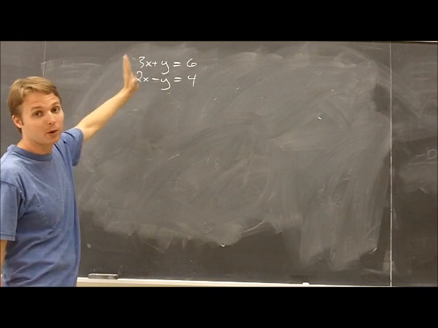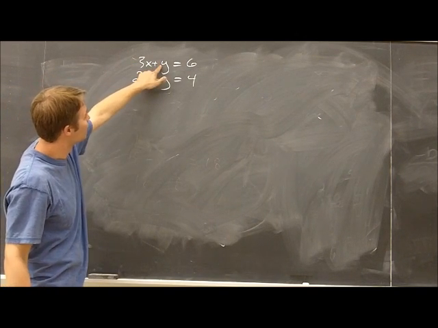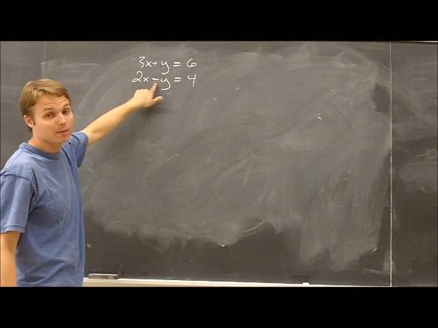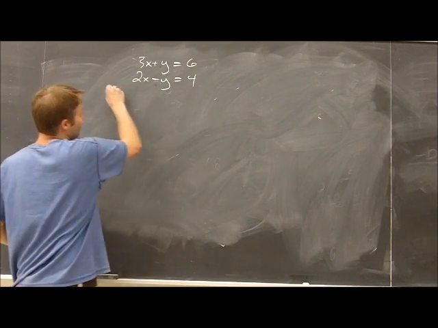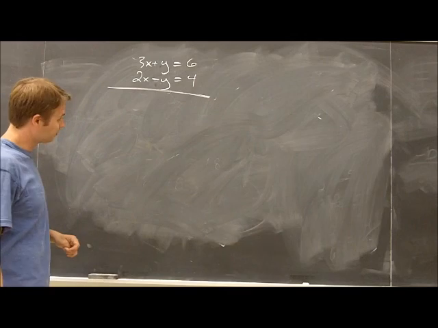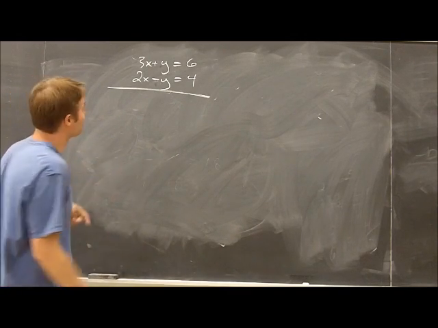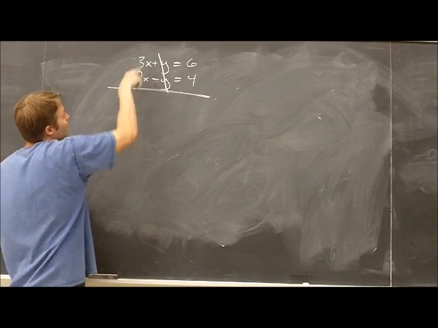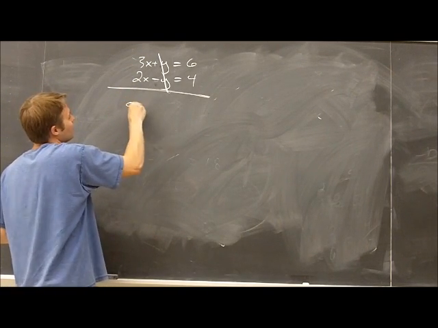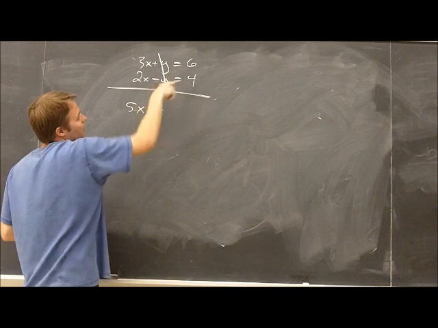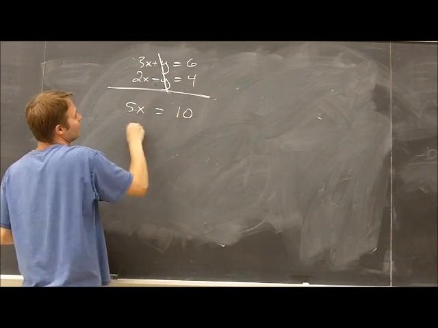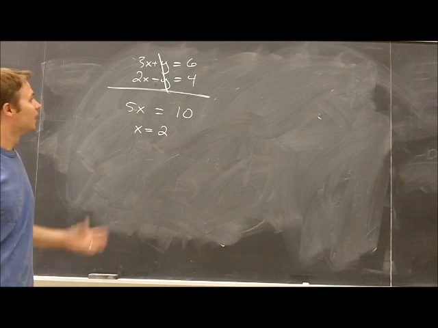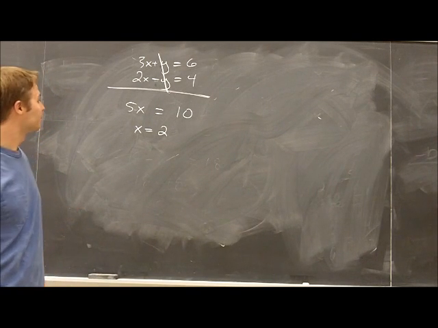Now, in this particular case, we don't have to do anything, because if we notice here, if I add y to negative y, they go away and they become 0. So I actually don't need to do anything to this set of equations. I can just add them straight down. When I add y plus negative y, that becomes 0. 3x plus 2x is 5x. And then 6 plus 4 is 10. So it turns out that x equals 2. This one was pretty quick, even quicker than the substitution method.